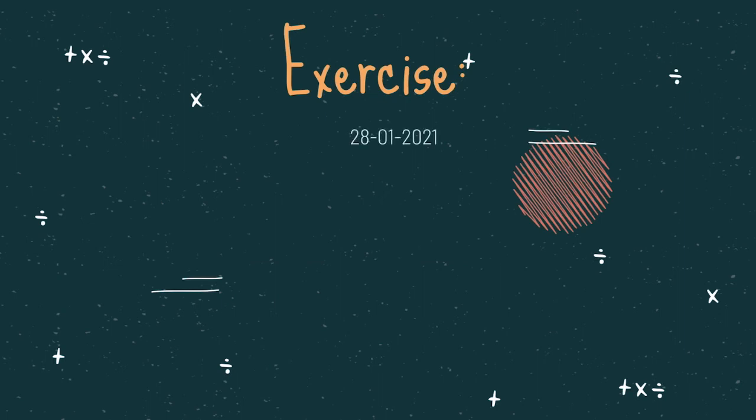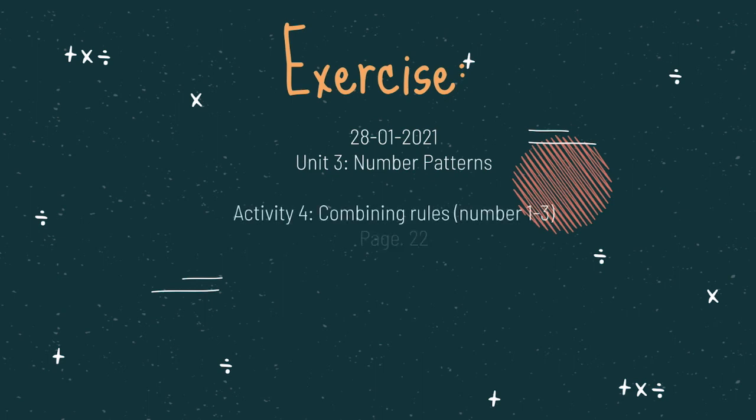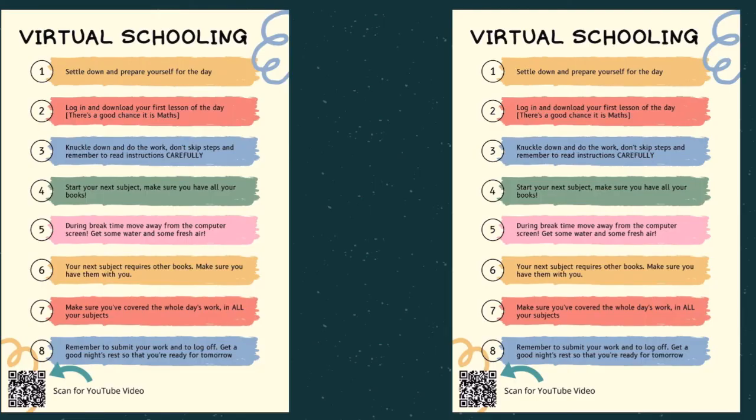Please write today's date in your books and the heading. Activity 4, number 1 until number 3 on page 22. Then after that, please draw a line, write the heading again, check what you know, number 1 until number 6 on page 21. Here is the virtual schooling rules.